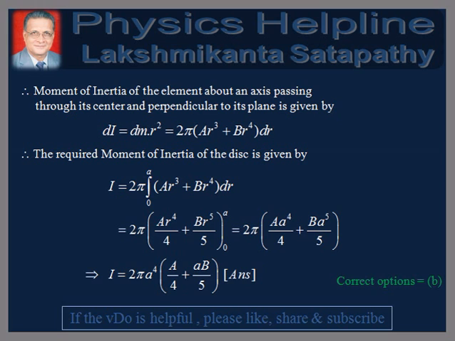Performing the integration, we get I is equal to 2 pi into (A r to the power 4 by 4 plus B r to the power 5 by 5) between limits 0 to a. Putting the limits and simplifying, we get I is equal to 2 pi a to the power 4 into (A by 4 plus aB by 5), which is the answer to the question. Therefore, the correct option is B.